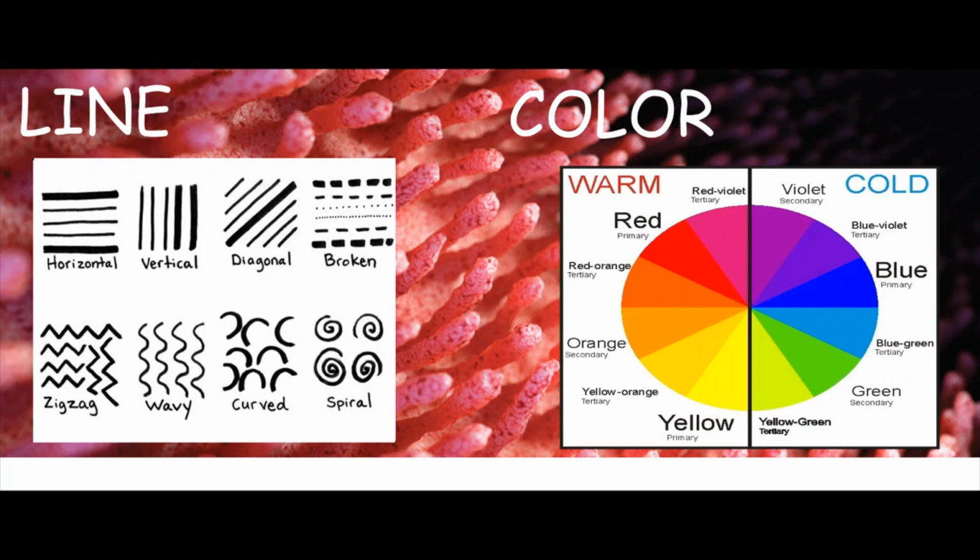Next is intensity. This is the vividness of the color. This is also the saturation or the purity of the shades of the color. And lastly, value. This is the darkness or lightness of colors. Colors are actually either warm, like red, yellow, and orange, or cold, like blue, green, and violet.